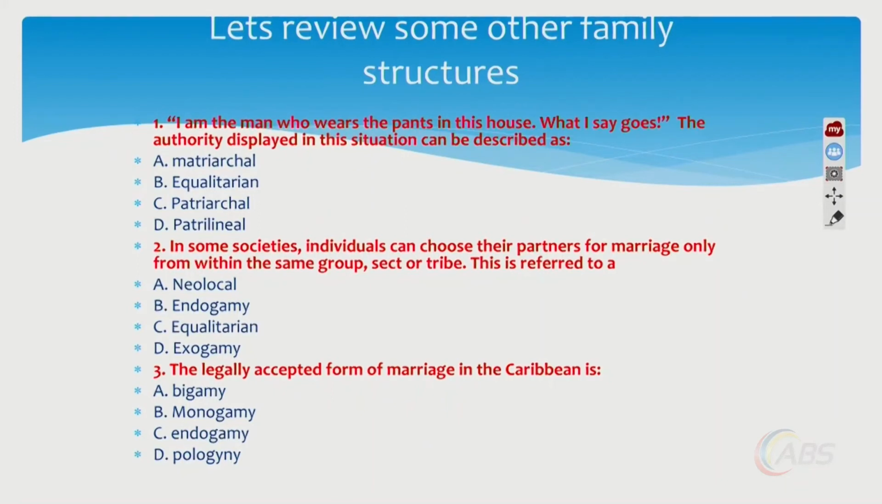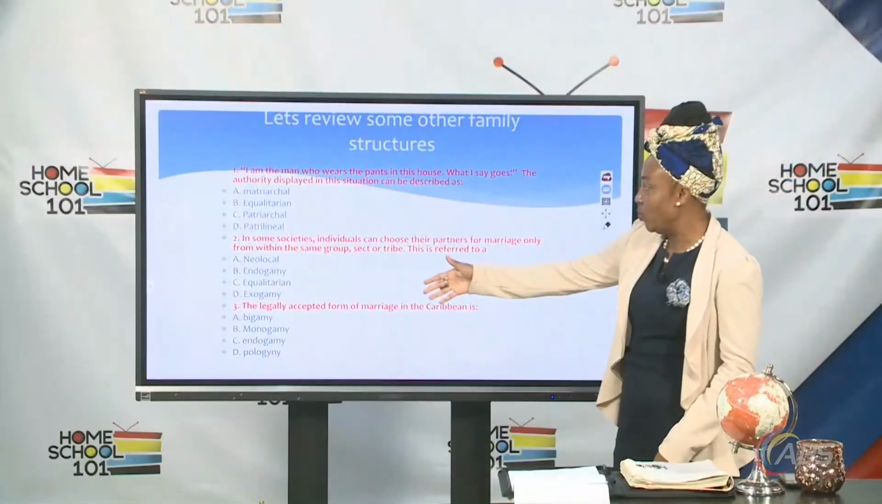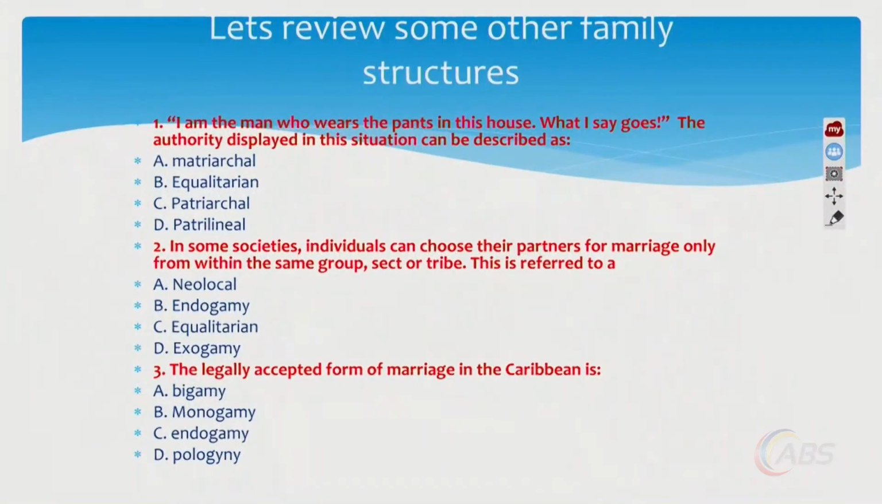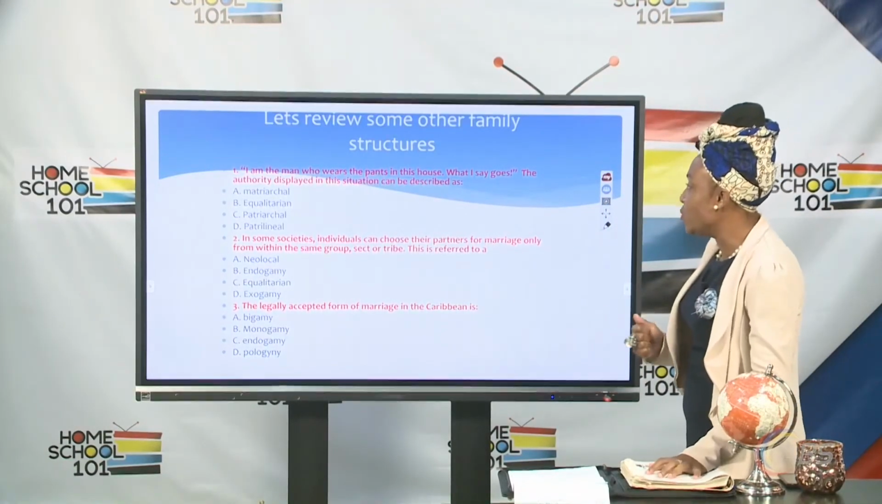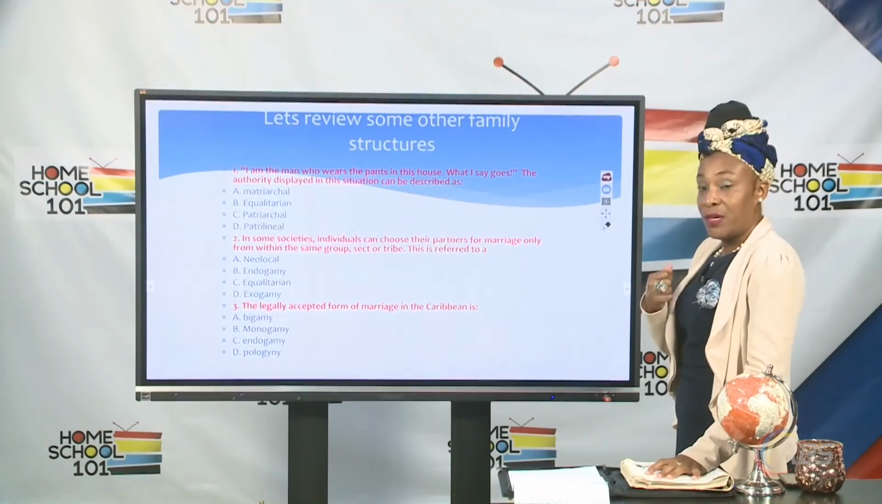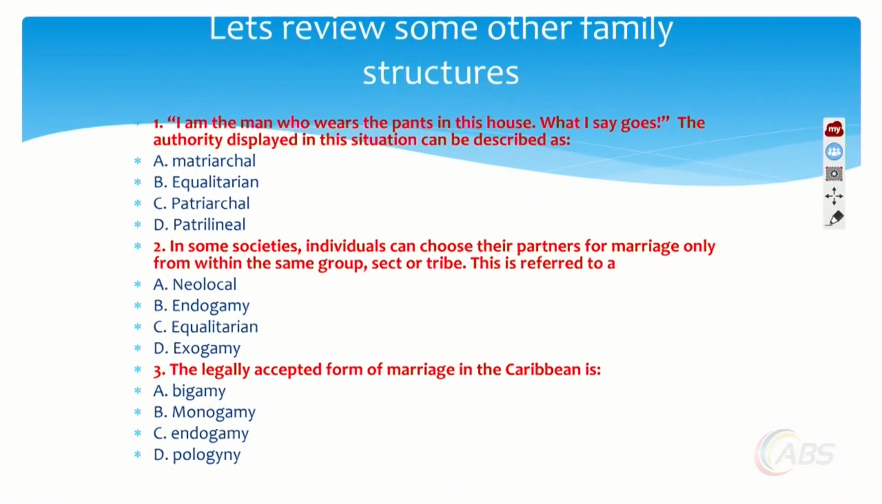So let's review some of the family structures in multiple choice questions again. I am the man who wears the pants in this house. What I say goes. The authority displayed in this situation can be described as matriarchal, equilateral, patriarchal, or patrilineal. And I know most of you would already know the different concepts. Okay, so what we're doing now is looking at which one again is the possible answer. Remember, look for key words. It says, I am the man in the house who wears the pants in the house, right? And whatever he says goes.